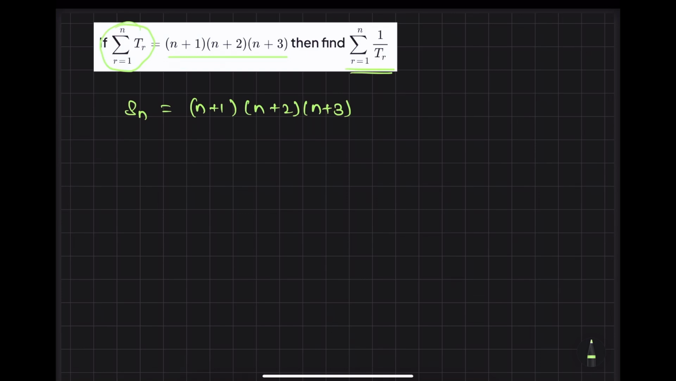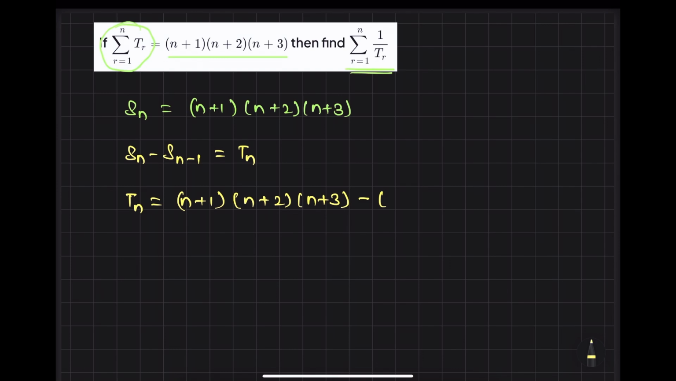Now we have to find out the formula for Tn. Okay, so how will we get the formula for Tn? Do you remember that we have this idea that Sn minus Sn minus 1 will give us Tn? Okay, so we are interested in finding Tn, so we will apply the same logic over here. So it is n plus 1, n plus 2, n plus 3. So this is your Sn minus 1.